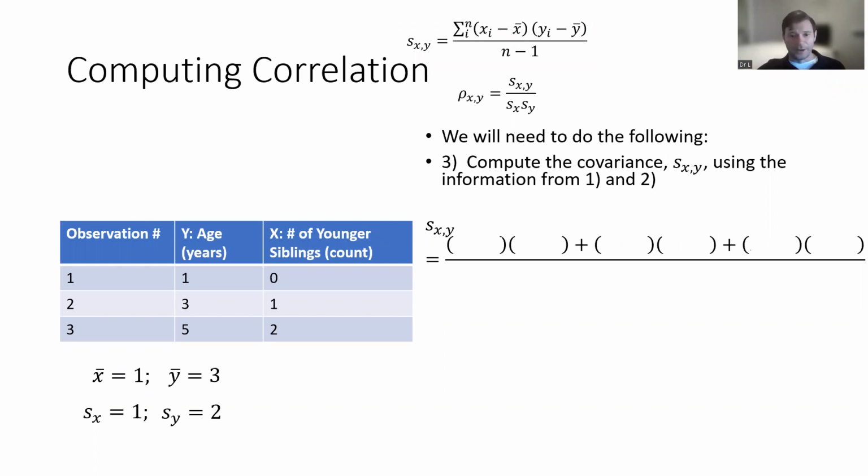To calculate the covariance, what we're going to need to do here is look at the pairs of XY values for each observation, observation 1, 2, and 3.